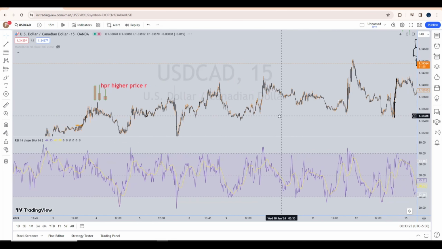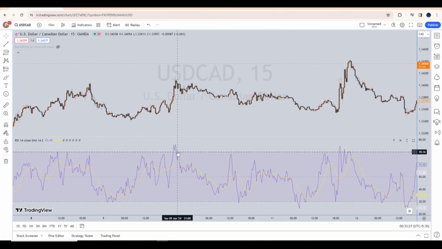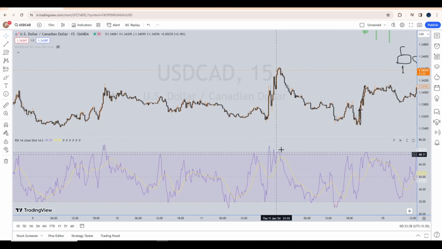For the overbought zone, as you can see here, the price went above 70 here, above 70 here, and the price eventually came down. Okay, so that's how you use the RSI indicator. It shows the overbought and oversold zones according to the asset.